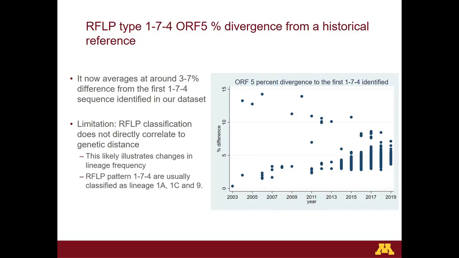And yeah, RFLP pattern 174s are mostly lineage 1, which in his study Igor classifies as lineage 1A. But we do see some lineage 1C and 1.9 RFLP 174s too. So just keep in mind that the less diversity that we see here compared to what we saw before is probably due to that lineage change.